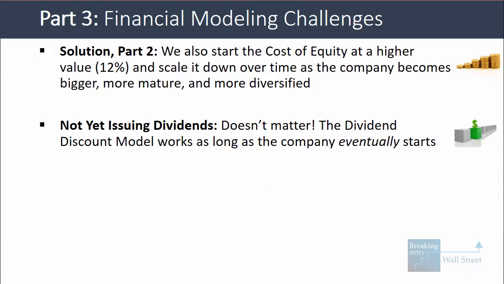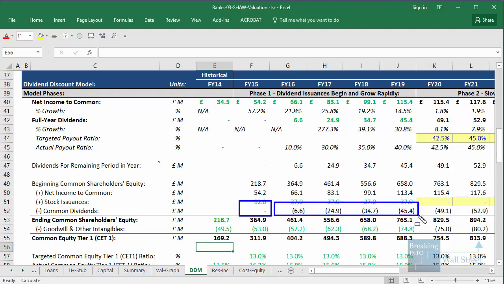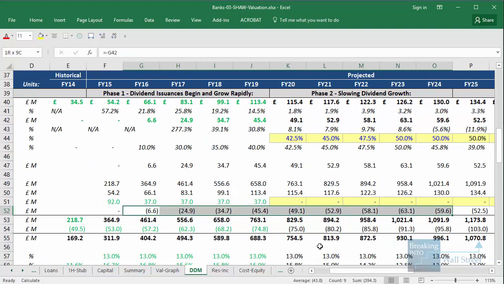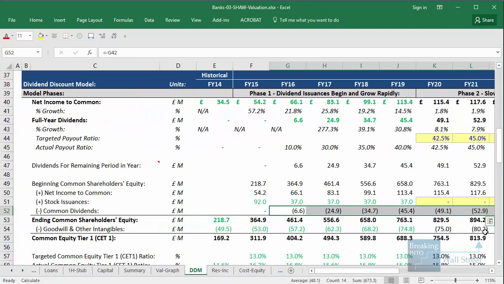Now, you might look at this and also be wondering how we can possibly create a dividend discount model if the bank doesn't yet issue dividends. But the short answer is it doesn't really matter. It's true that they're not currently issuing dividends. However, they do plan to start issuing dividends within the next year as of the time we did this stock pitch and case study. And so as long as they start issuing dividends at some point in the future, the dividend discount model still works. So that's not really an issue at all.